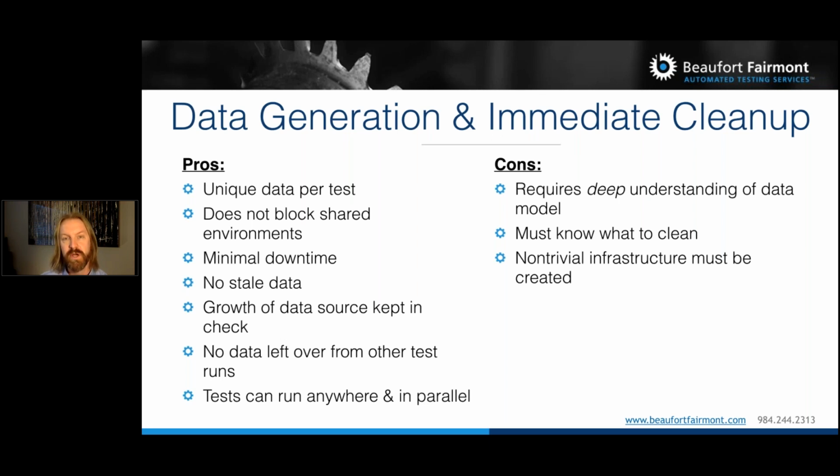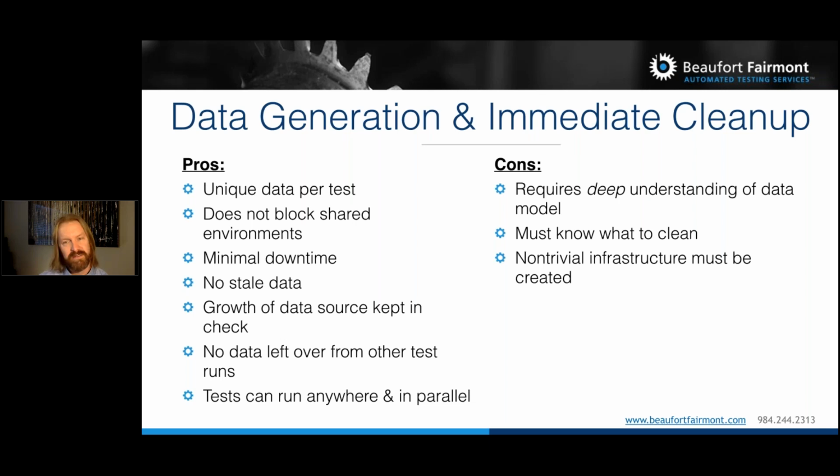Many times teams will rely on their software engineers to create APIs or endpoints or services that can create data for them and do the cleanup of that data and any data that may have been created because of the tests as well. So there are a lot of different ways to move roles around. Certainly one of them is to bring in expertise like we are at Beaufort Fairmont.